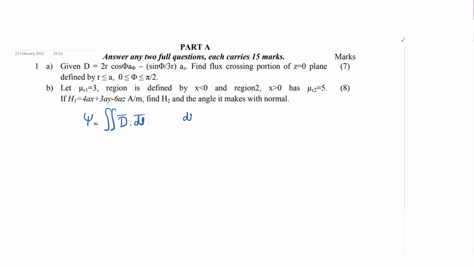So first trying to identify ds. ds is, it is z equals 0 plane. So what will be the coordinate system? Z is there, an angle is there, radius is there. So this is cylindrical coordinate system. We know that the coordinate system is rho phi z, and in this problem instead of rho they have given r. So we can rewrite it as r phi and z.